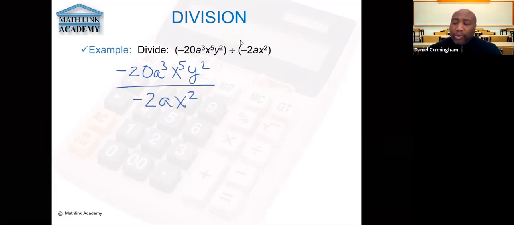And then what you do when you divide, all with the same base. Now, we start with the coefficients. So we have a negative 20 on the top and a negative 2. So divide the coefficients first. Negative 20 divided by a negative 2 is a positive 10. And that 10 is on the top because sometimes you may have some stuff on the bottom.